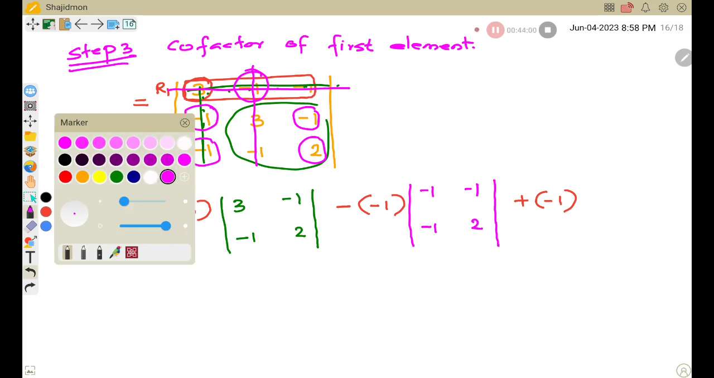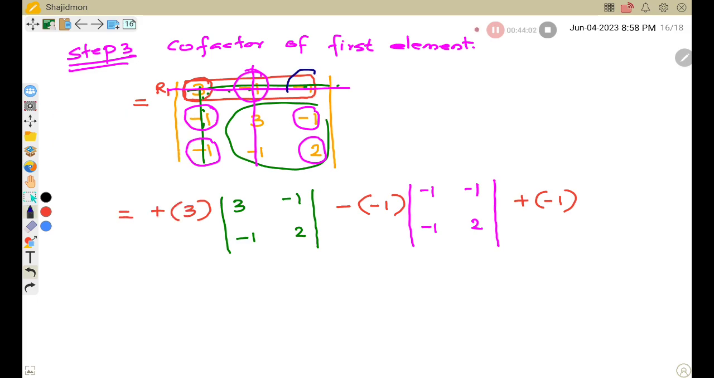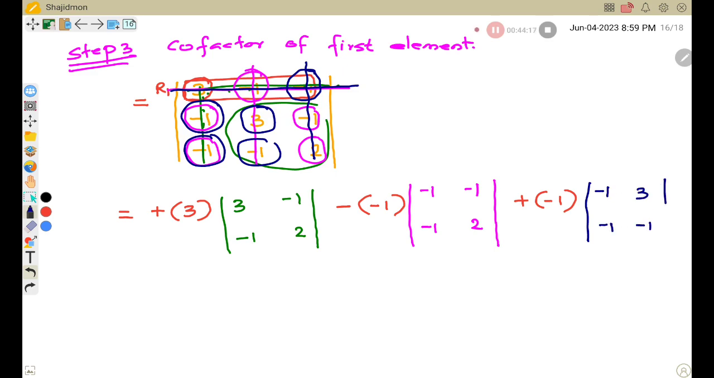Now, same way third element. Third element is minus 1. Minus 1 coming, row and column delete. So, the remaining what we are getting? Minus 1, 3, minus 1 and minus 1. So, we can write determinant minus 1, 3, minus 1 and minus 1.